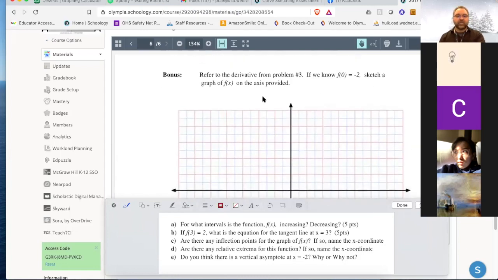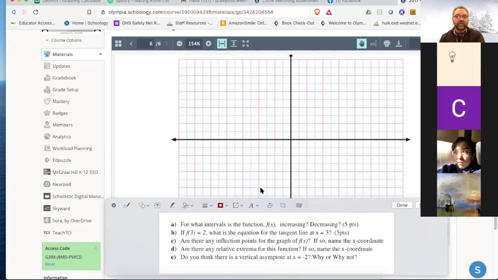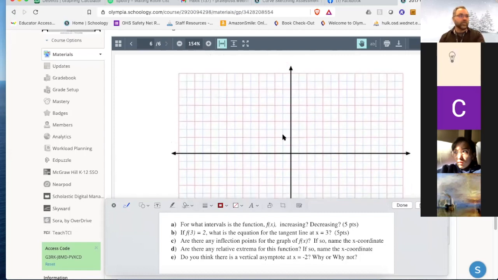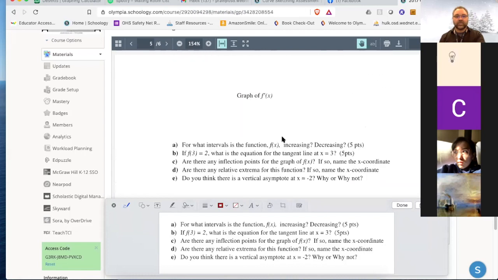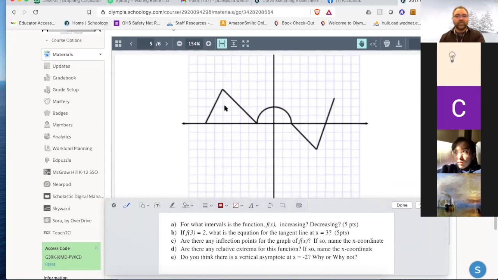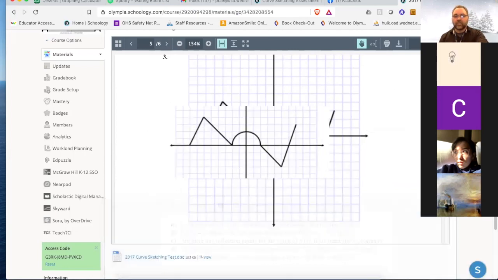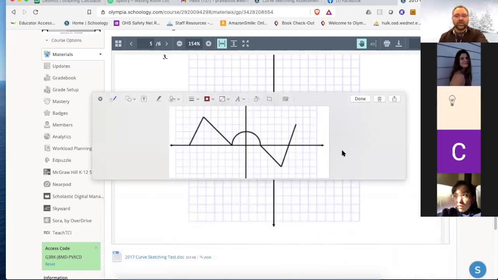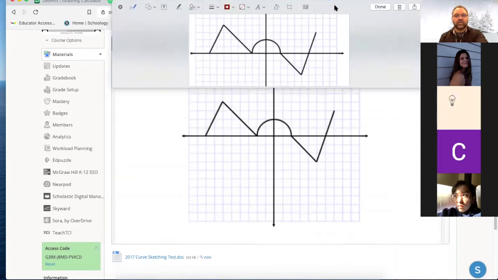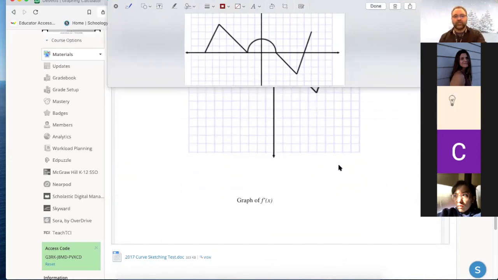So we just haven't done the bonus question yet. And it's really just sketch the graph of the function from before. So if this is our derivative graph, what does the original graph look like? That was that warm-up problem that we did the other day. So let me do a quick snapshot of this, and we'll try and make a sketch based on that graph real quick.